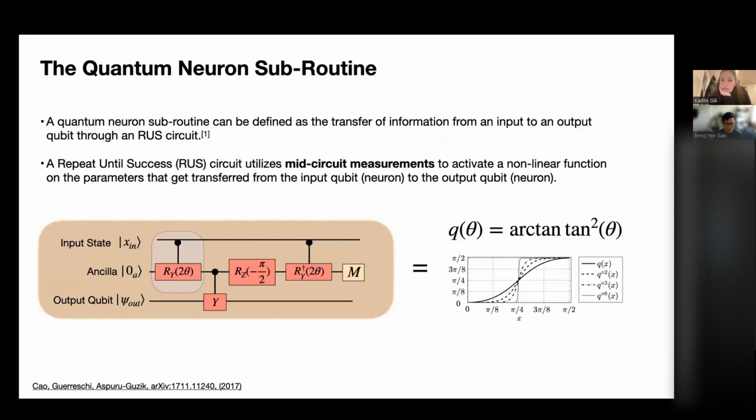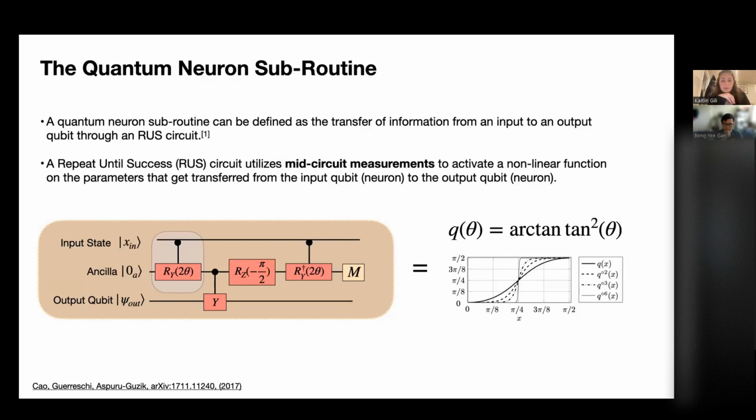So now I'll go on to define this a little bit more formally. This is what I would call the quantum neuron subroutine, which is the RUS circuit in itself. It can be defined as this transfer of information from an input qubit to an output qubit through an RUS circuit. And not necessarily even just one input qubit, but an input state of maybe qubits in superposition to an output qubit through an ancilla. So it utilizes mid-circuit measurements of this ancilla to activate the nonlinear function on the parameters that get transferred from this input neuron or this input state of neurons to the output neuron.